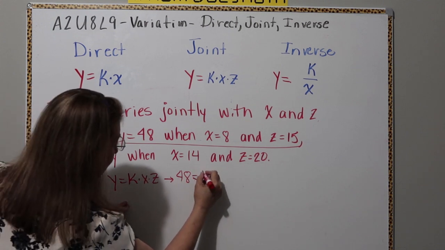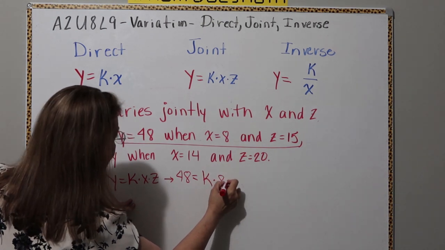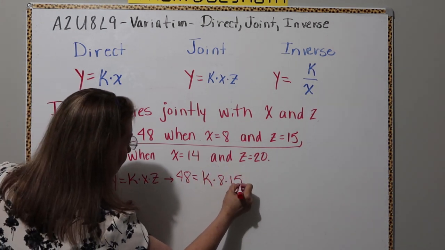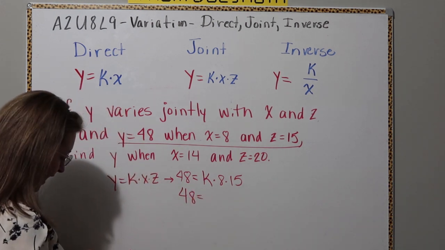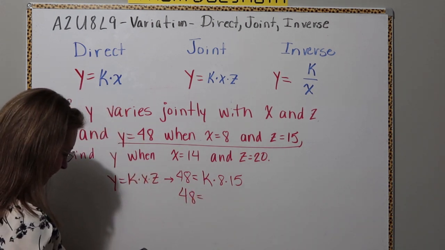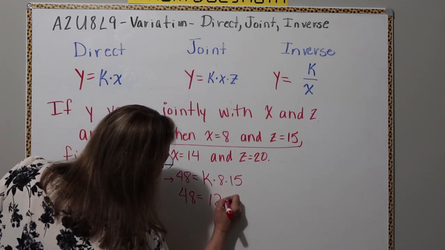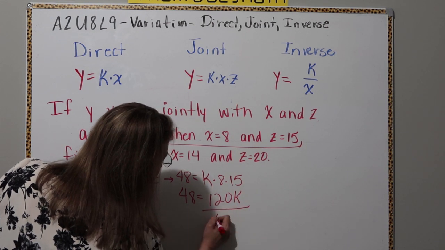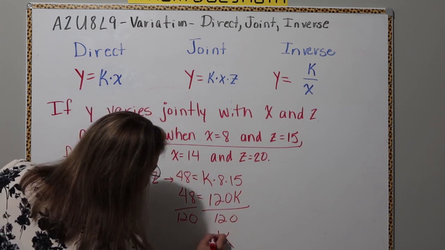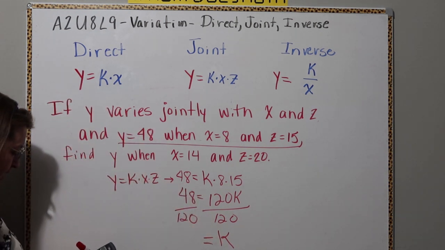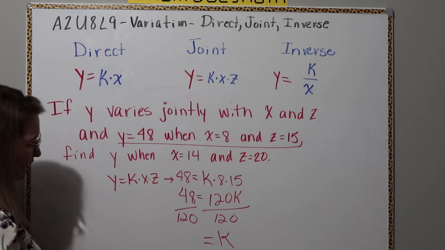K, we don't know. That's what we're trying to find out. X is equal to 8, and Z is equal to 15. Okay, so 48 is equal to 8 times 15, which is 120. So you have 120K, and we're going to divide both sides by 120. So K, our new constant, is 48 divided by 120. So that's 0.4.